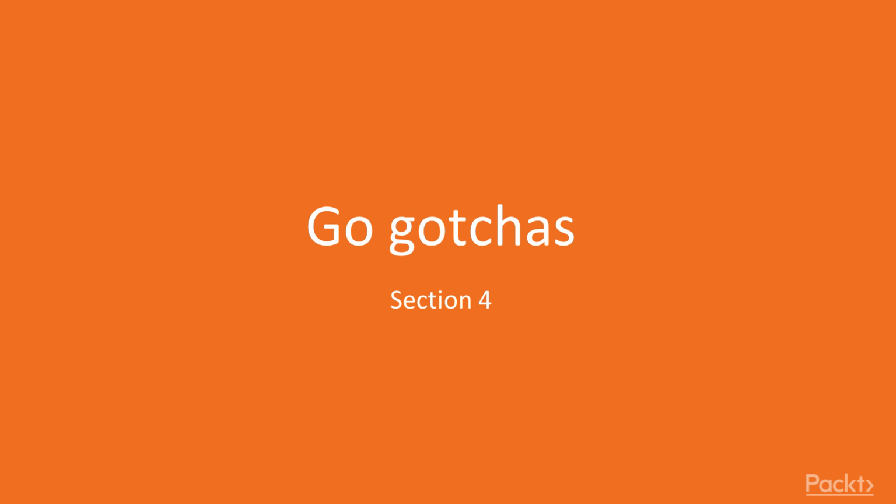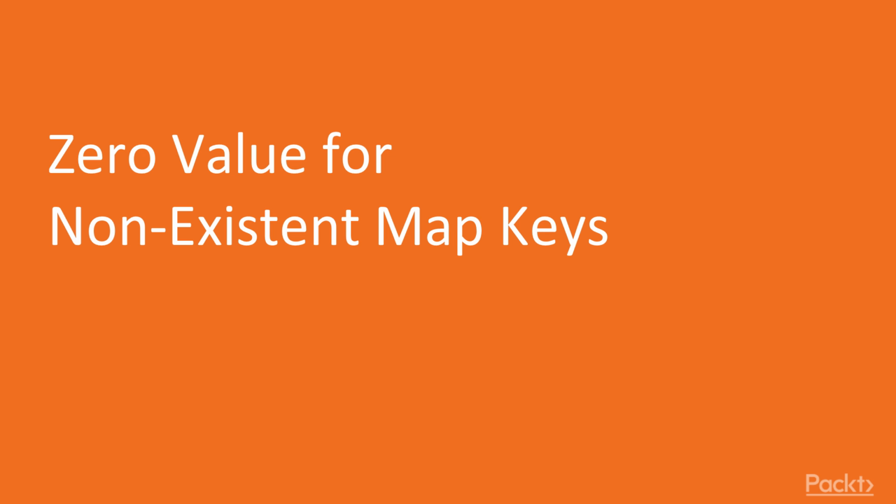In this section, we're going to look at gotchas in Go. These are things that won't necessarily cause the program to fail to compile or fail to run, but they may run without errors and give you output you don't expect. So let's look at zero value for non-existent map keys.